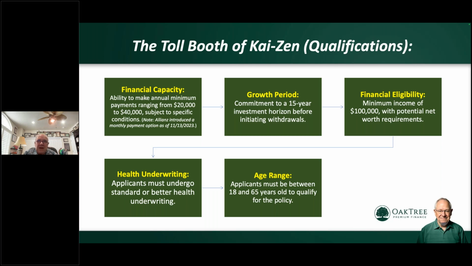Financial eligibility, minimum income 100,000 with potential net worth requirements depending on the life insurance we pick. Health underwriting, this is life insurance. The applicants must undergo standard or better health underwriting. And last, an age range. Applicants must be between 18 and 65 years old to qualify for the policy. And I got a slide on that I want to show you.